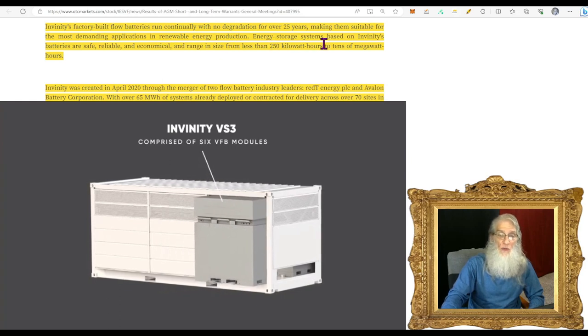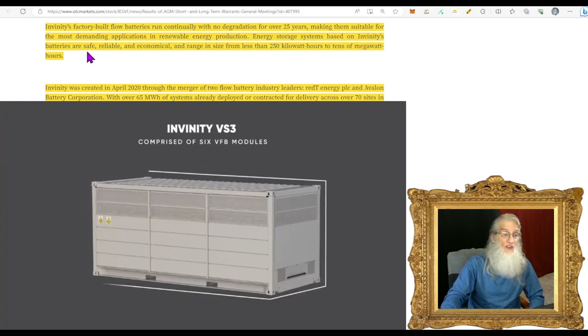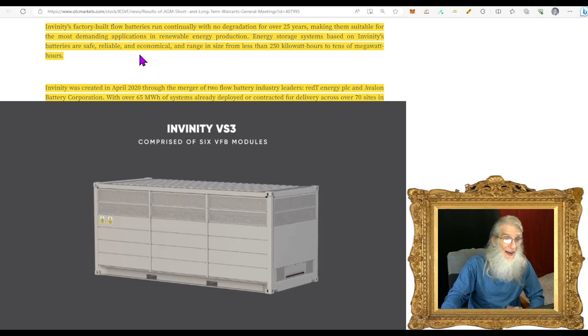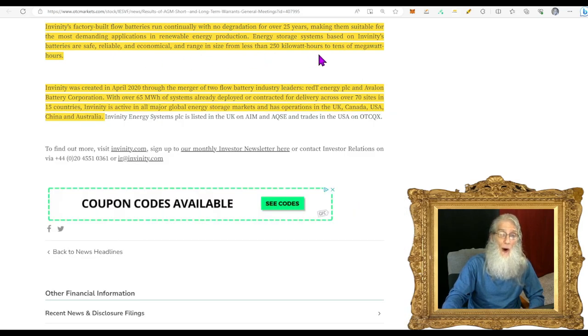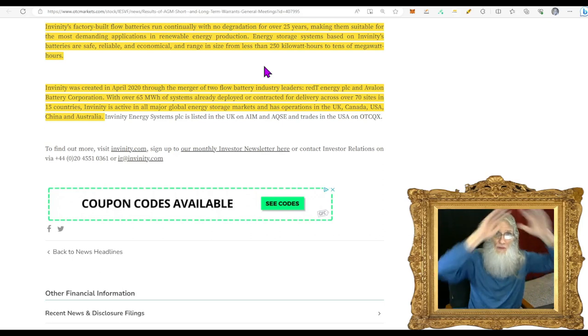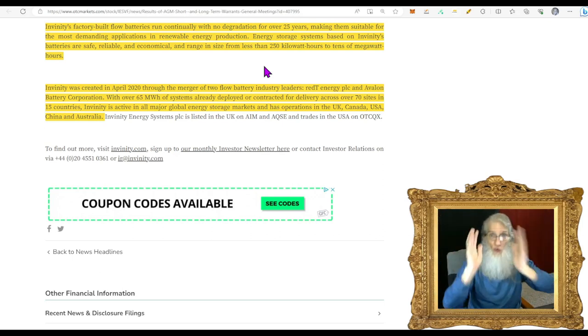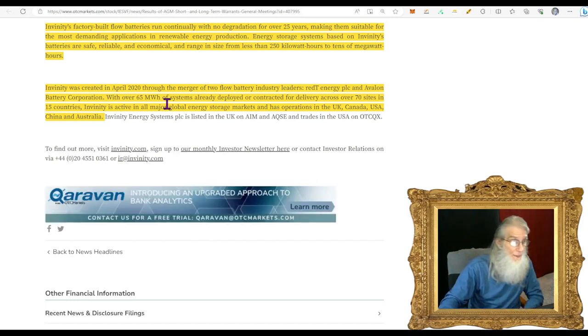Energy storage systems based on Invinity's batteries are safe, reliable, and economical, and range in size from less than 250 kilowatt hours to tens of megawatt hours. Now you saw that video. That's each one of those big containers holds three of the batteries, and they say, from what I was reading, it takes six of them to create the power cell that they want to make.